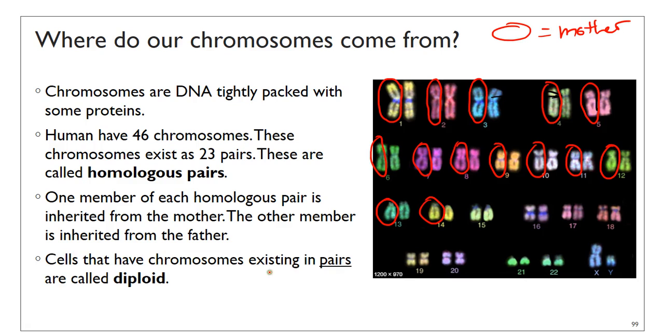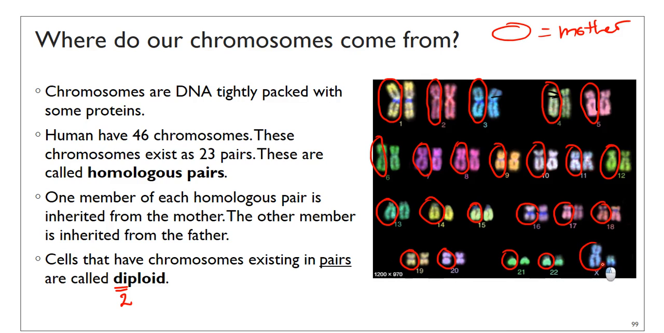Now, cells that have chromosomes existing in pairs are called diploid. So di is a prefix for 2. So diploid means you have 2 of the same thing, essentially. And all human cells, except for the gametes, which we'll talk about in a second, will have the chromosomes in this form. So half of the chromosomes are from your mom, the other half are from your dad.